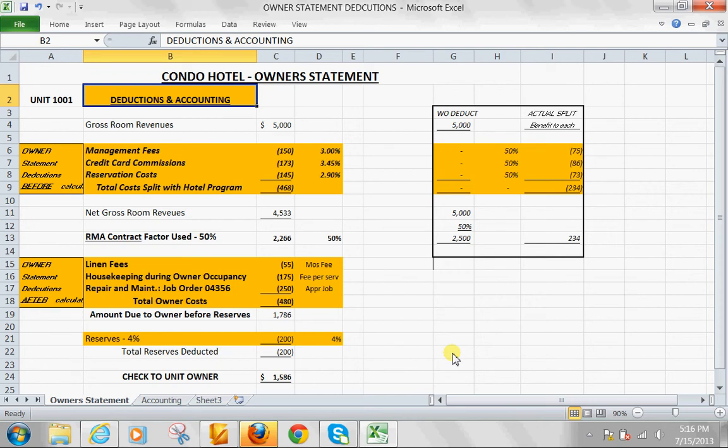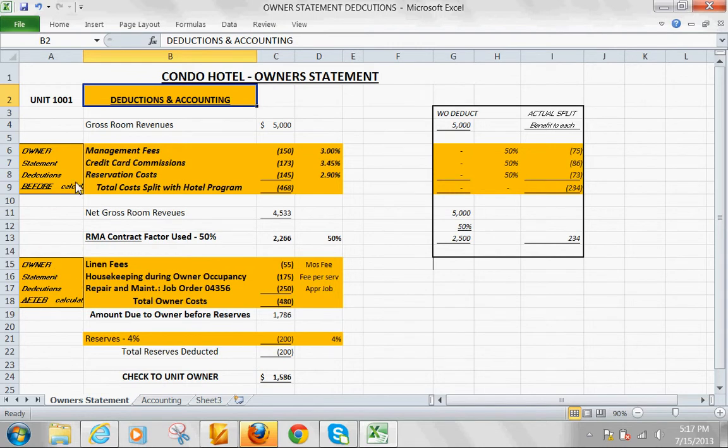From CONDO Hotel Professionals, and today I'd like to go over the owner's statement, specifically deductions and accounting for those deductions. They sometimes cause confusion. On the majority of owner's statements, the rental management agreement calls for two different types of deductions. The first type is the owner's statement deductions before the calculation, or before we apply the factor, in this case 50%, and then deductions after the calculation.